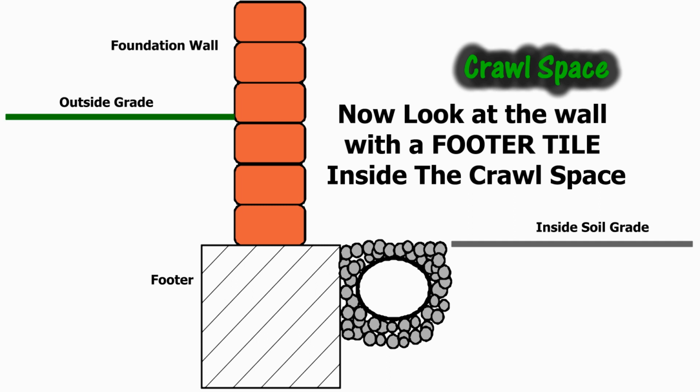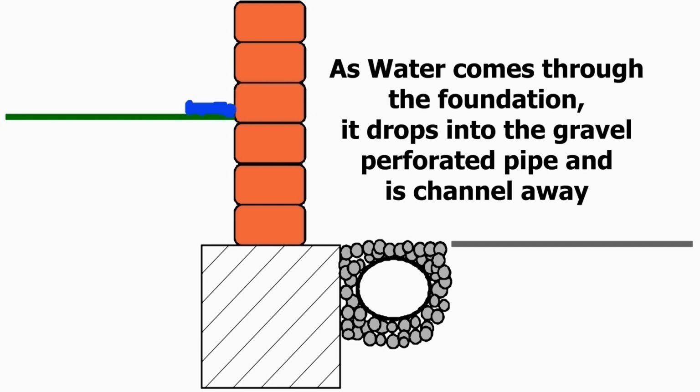Now look at the wall with a footer tile inside the crawl space. This time, as the water pools up on the outside and comes down along the brick wall, it will flood through the gravel and into the perforated pipe, which is channeled away to a sump pump.